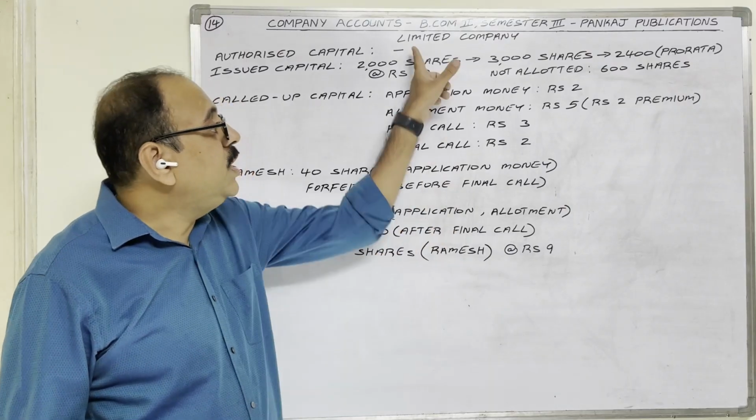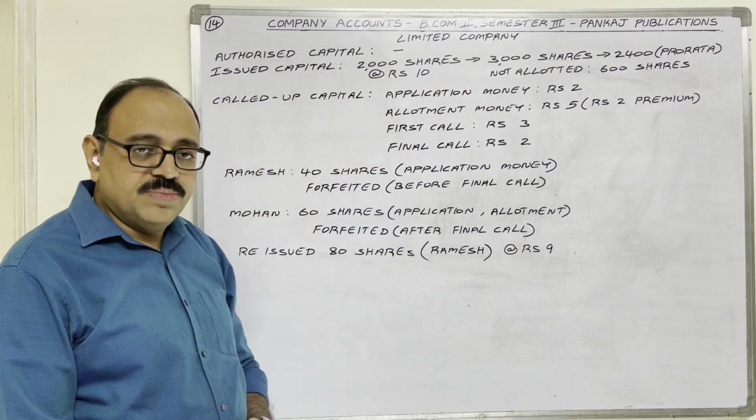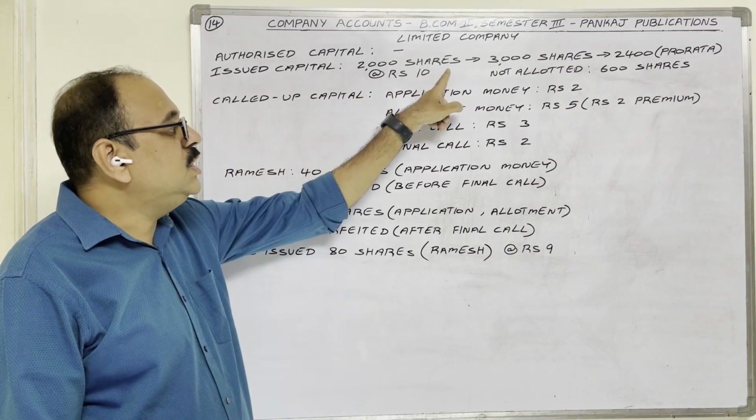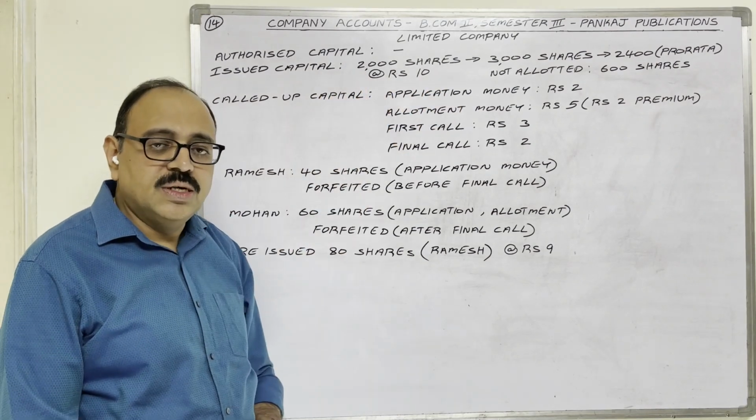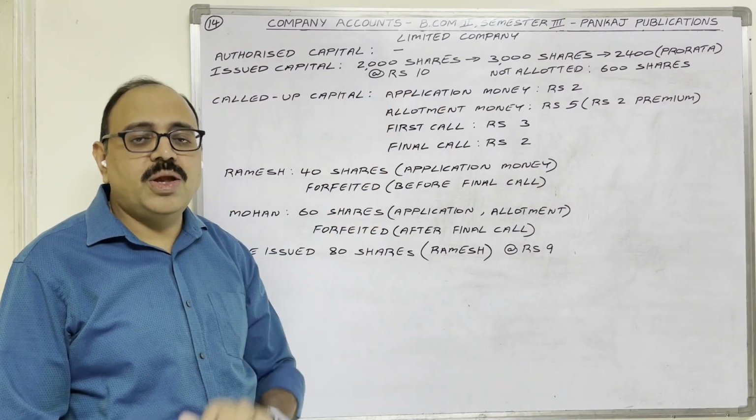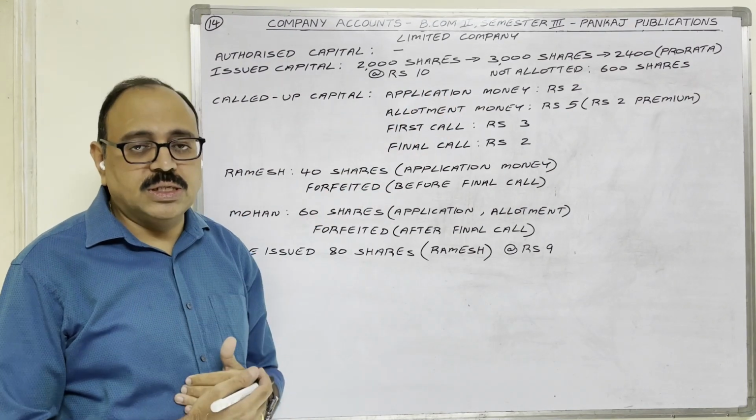There is one public limited company. Their authorized capital is not given in the question. Issued capital is given. The company issued 2000 shares at the rate of 10 rupees each. Here 10 rupees is known as the face value or par value of the share. The company wants to collect this 10 rupees on an installment basis.